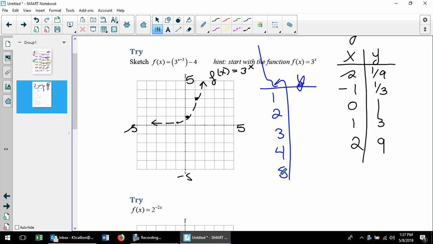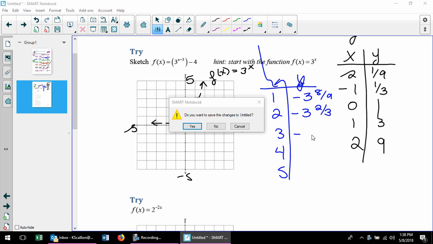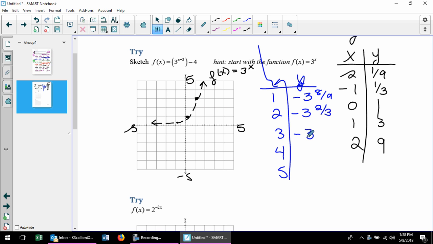Now for the y's, it's saying subtract 4. So this is your knowledge of fractions that's going to come in. So we're going to have 1/9 subtract 4. So I'm going to be at -3 and 8/9. What about the next one? -3 and 2/3. Now we're in whole numbers, so it's a little bit easier. 1 minus 4 is going to put me at -3. 3 minus 4 is going to put me at -1. 9 minus 4 is going to put me at +5.